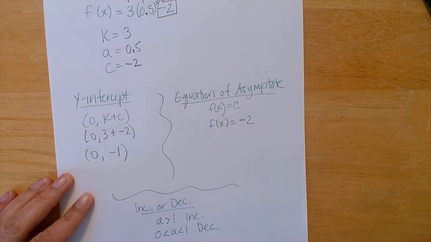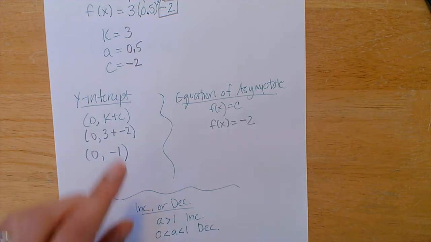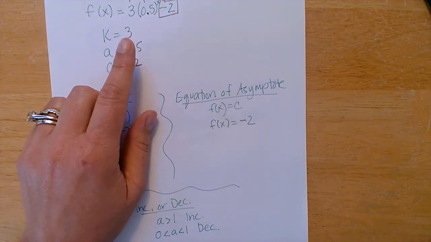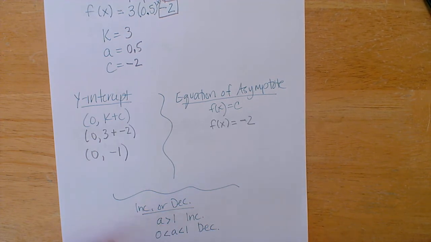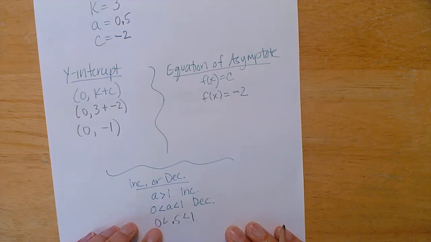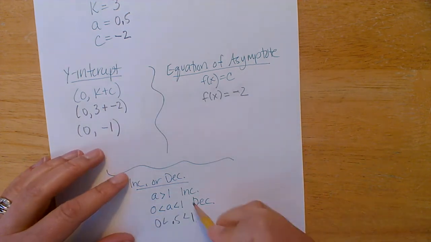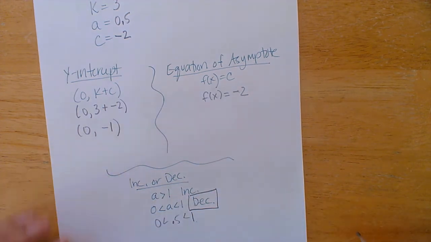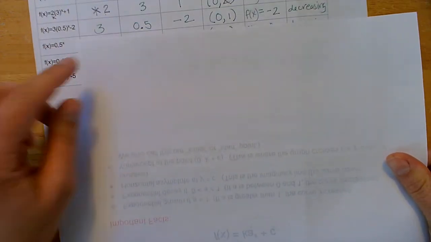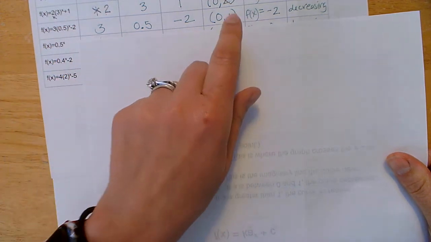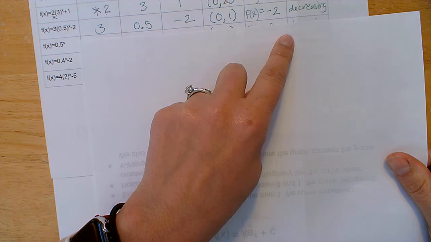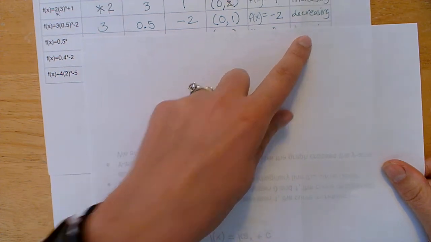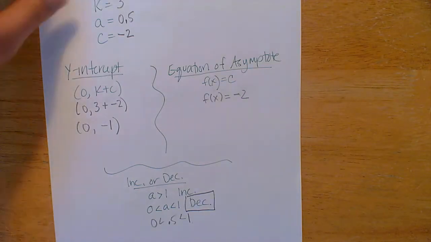Let's see if it's increasing or decreasing. All right, so let's look at our A. Our A is 0.5. 0.5 is not greater than 1. So it's definitely in between 0 and 1. Oops, I'm sorry, couldn't see that. Definitely in between 0 and 1. It's right in the middle. So we definitely know it decreases. Okay, let's check the table to make sure I'm filling it out correctly. All right, so we have 3, 0.5 and negative 2. 3 plus negative 2 is 1. F of x equals negative 2, and we found it is decreasing. Beautiful. Okay, let's move on to the next one.